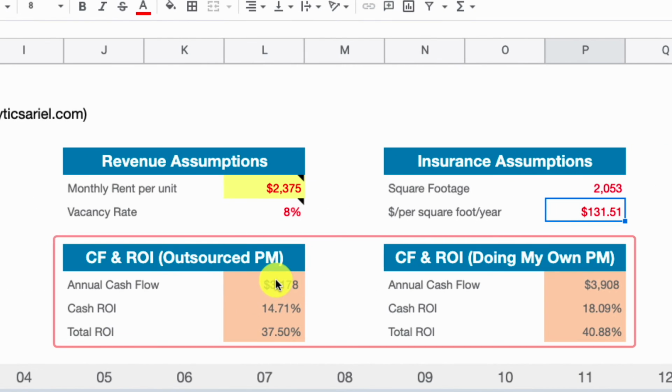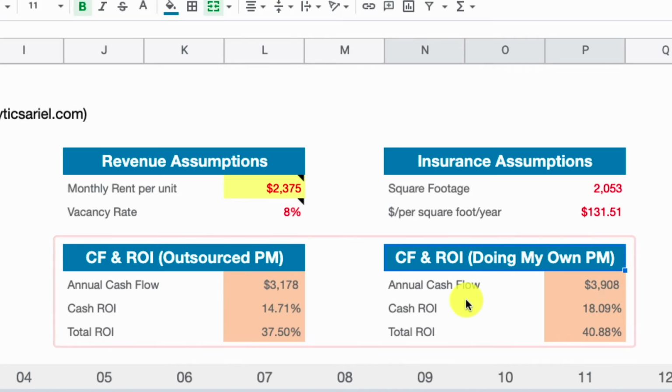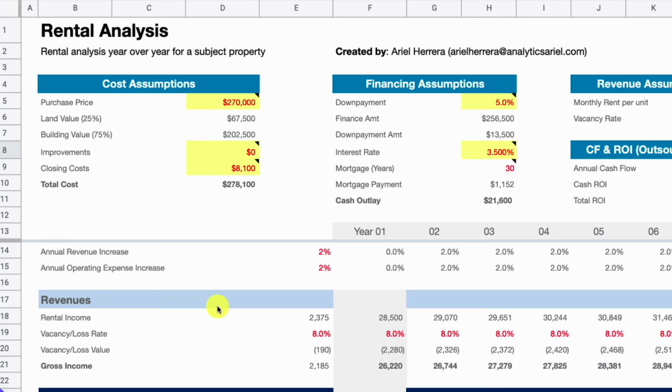So before we touch on the cash flow and what these 2 different sections mean, let's go through the last items that you have to input into this Excel file. So on the left-hand side, we have an assumption that our annual revenue increase will be about 2% every year.